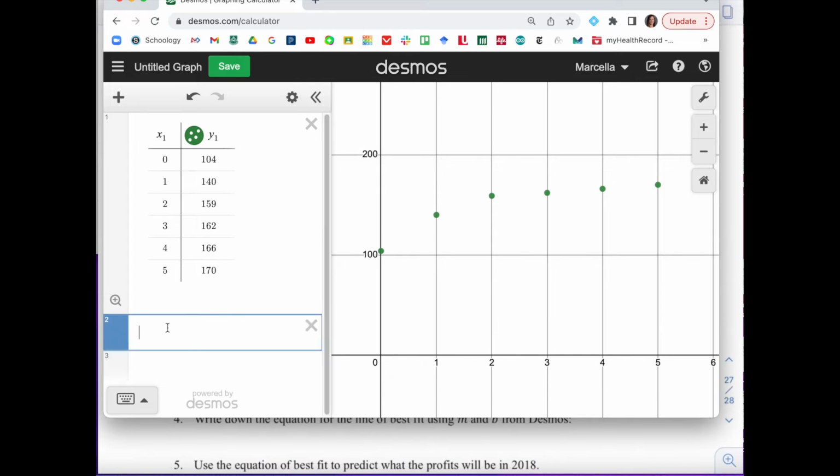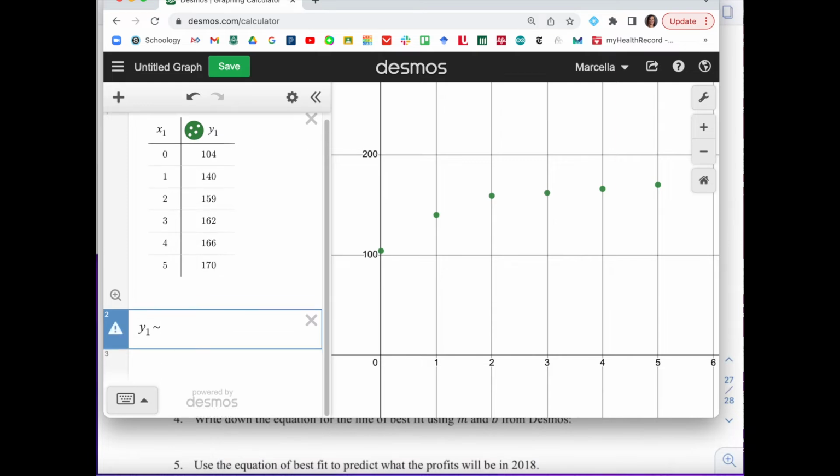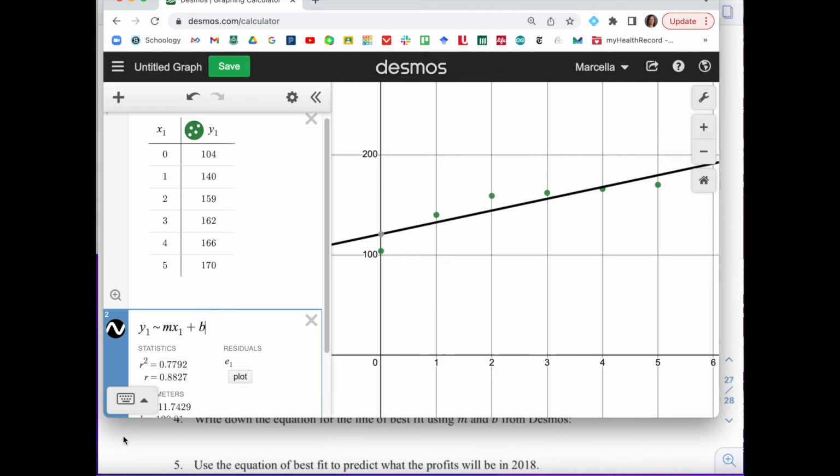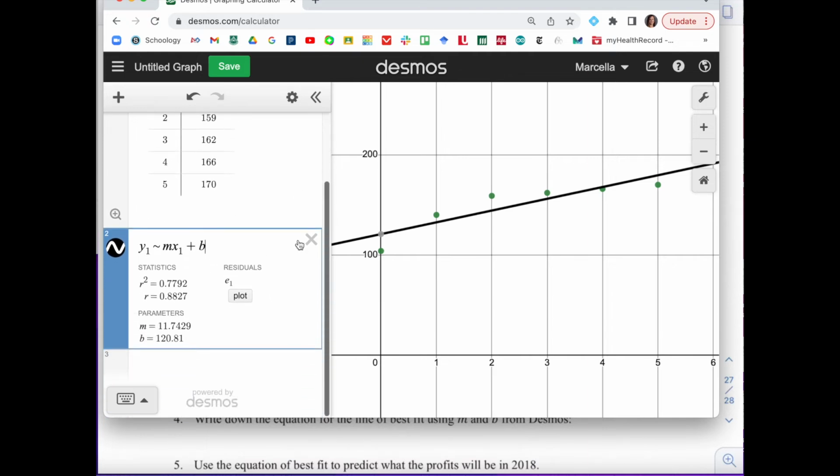So what I'm going to do is type in y1, and it automatically does the subscript for me there. And it knows that this y1 is related to the table that we just typed in. And then I'm going to use this squiggly tilde, which is in the top left-hand corner of your keyboard probably. And then I'm going to do mx1 plus b. So what this is doing is saying, hey Desmos, this tilde means approximation, can you give me a line that approximates my x and y values? And that's what it's done.